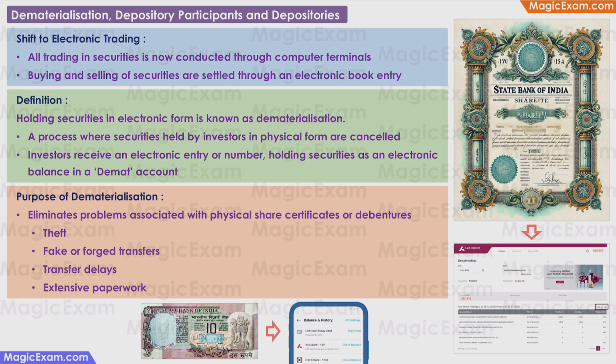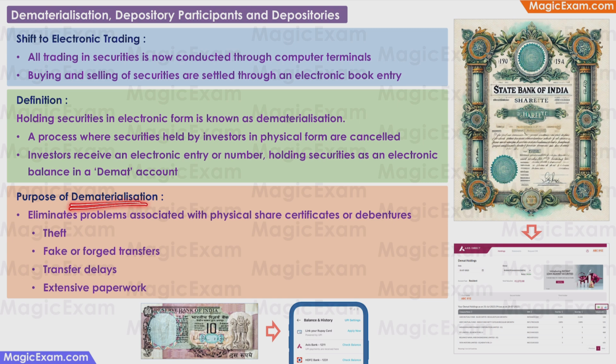Why was this required? Basically because of the shift to electronic trading, where all trading in securities is now conducted through computer terminals, and the buying and selling of securities are settled through an electronic book entry. What happens during dematerialization? The securities held by the investors in a physical form are cancelled, and the investors receive an electronic entry holding securities in an electronic balance in a Demat account. Demat account means dematerialized account.